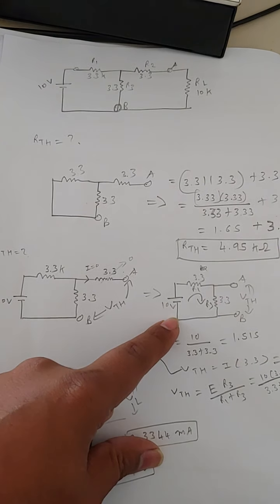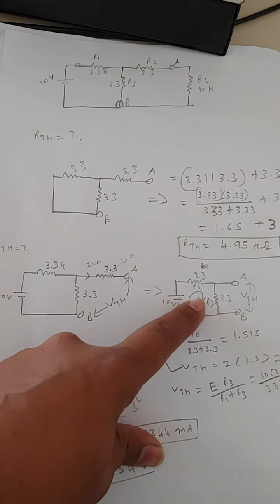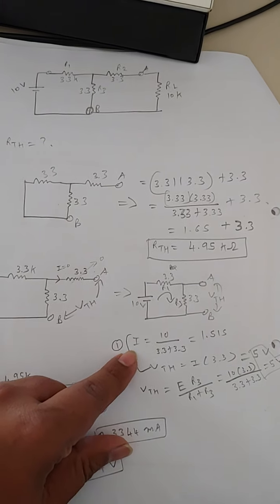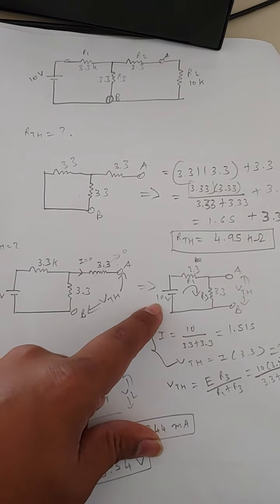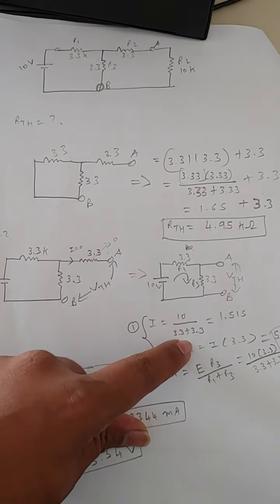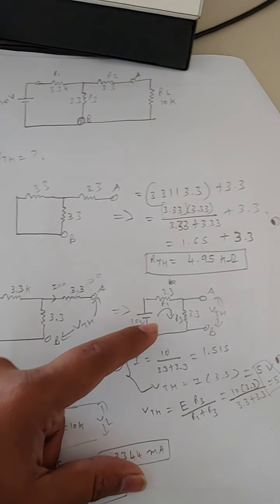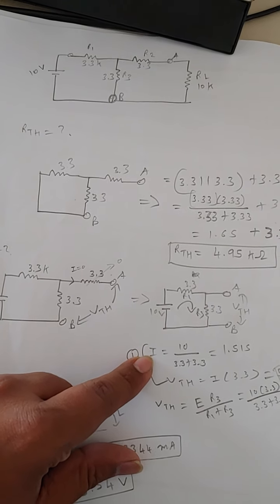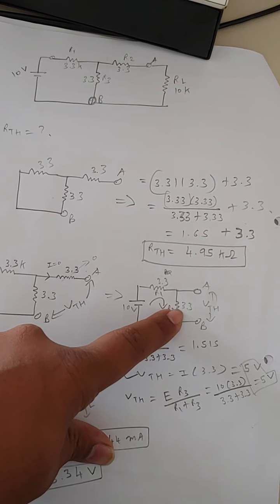You can find it by two methods. First method, apply the loop current and simply Ohm's law, I is equal to V by R. Suppose a current I is flowing and V is 10 volt, divided by resistance 3.3 plus 3.3. So you can get the current 1.515. Then V is equal to IR, so I into 3.3 gives the voltage drop.